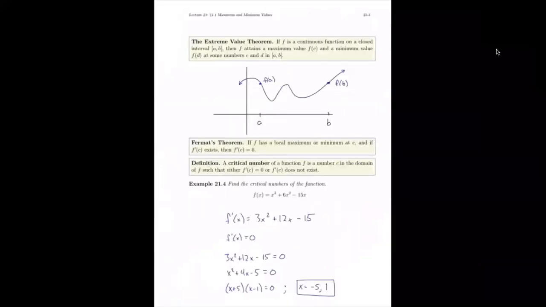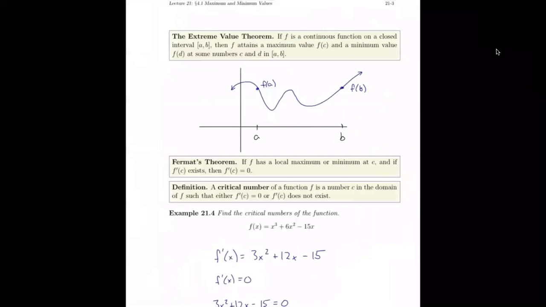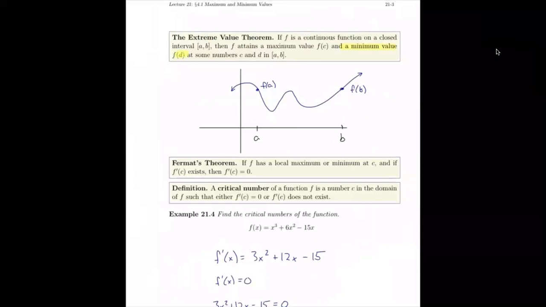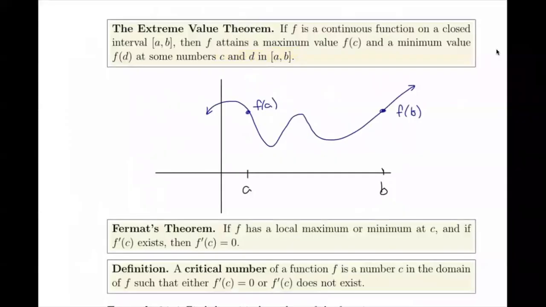All right, so some interesting theorems involving local extrema and absolute extrema. The extreme value theorem: if we have a continuous function f on a closed interval a to b, then f will attain a maximum value f of c and a minimum value f of d at some values c and d in the closed interval a to b. We're guaranteed that that will happen. And let's think about why.